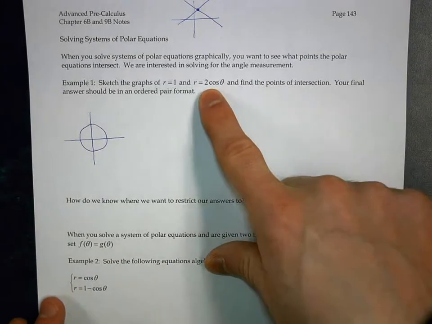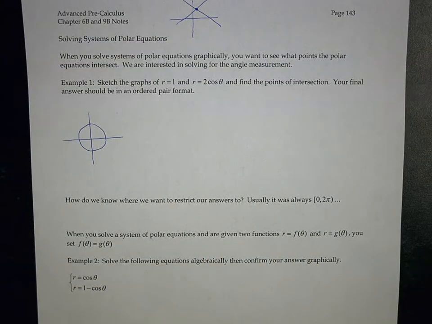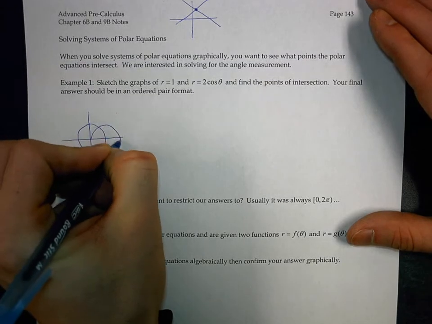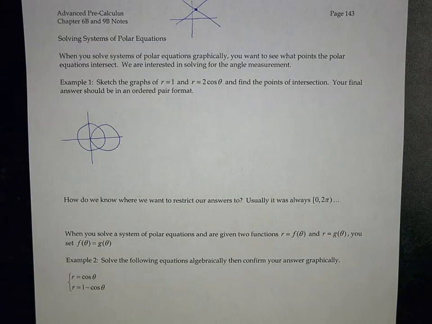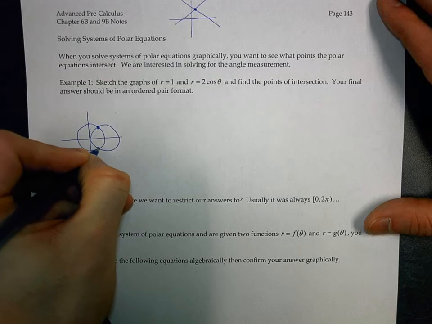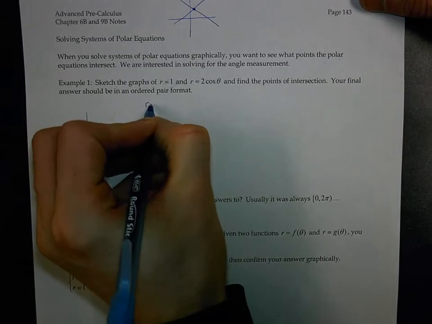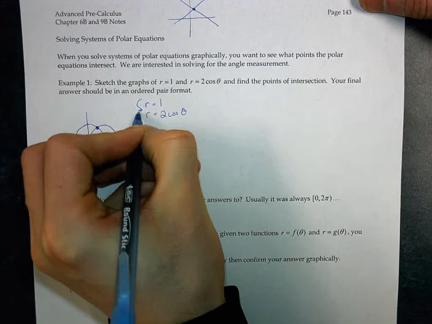The second one, r equals 2 cosine theta, is a circle with diameter 2 along the x-axis. So this one's got a diameter of 2, which means we've got a radius of 1. That's an approximate picture of what we've got. And I want to find the points of intersection, because the points of intersection are what are going to solve the equation. So I've got a point of intersection right there, and a point of intersection right there. What are those points? Well, I've got the equations r equals 1, r equals 2 cosine theta.